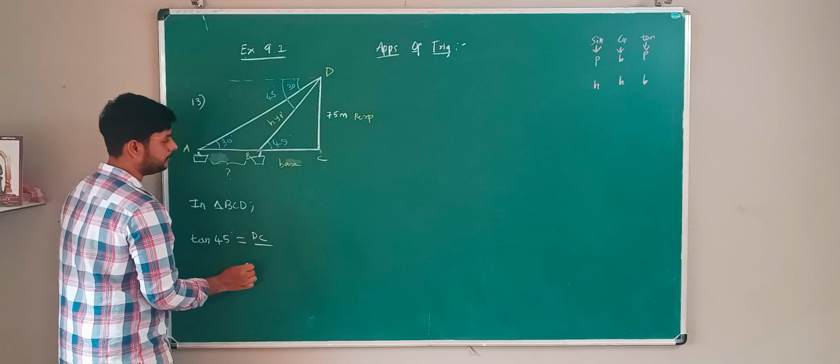Sit, go ahead, see here. Next sum. A 1.2 meter tall girl. See here, there is a girl, how much is her height? 1.2 meter. There is a girl who is 1.2 meter tall. Next, she spots a balloon moving with the wind in a horizontal line at a height of 88.2 meters.